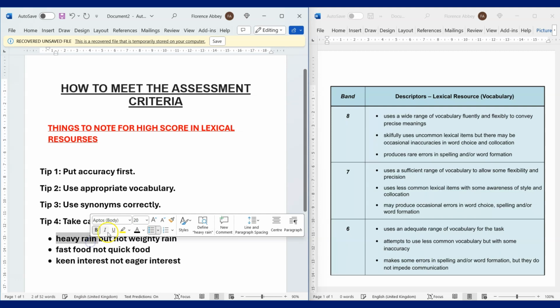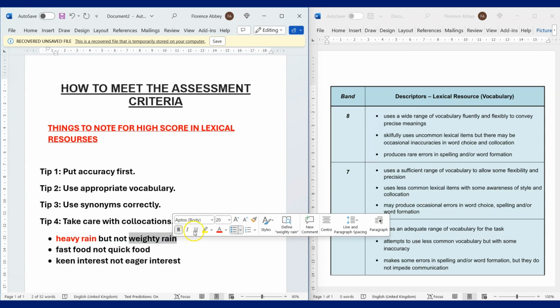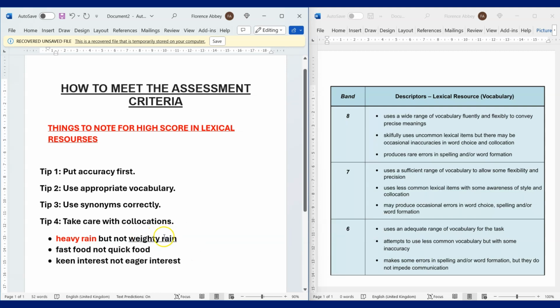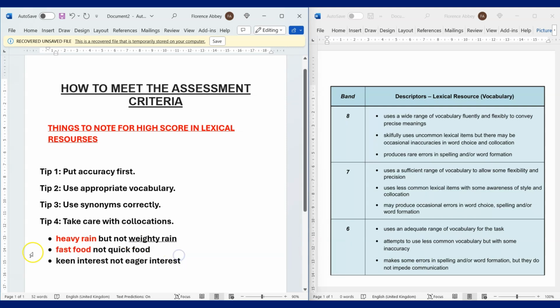But you can't say weighty rain. Though they are two combined words, this one is incorrect. You can say fast food, but you can't say quick food. So you should make sure that you are using the right collocation for it.